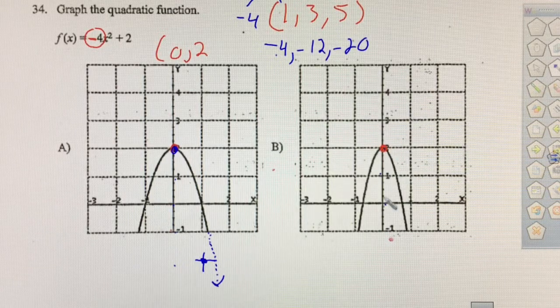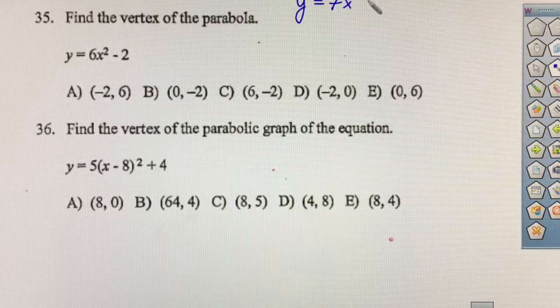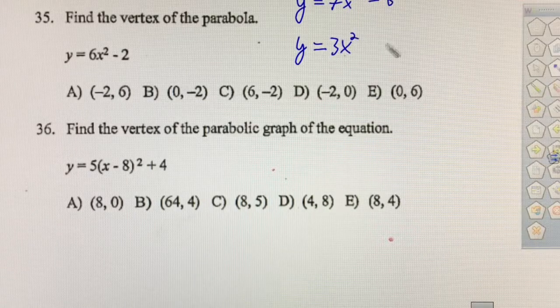Let's take a look at this. They go down 1, 2, 3, 4 over 1. It's kind of rude that it's not even on the graph, but if you have the intuition, you can see that that one's going to go through the lattice point. It's going to hit it. So it's choice B. On the vertex, really quick, y equals 7x squared minus 8. Y equals 3x squared plus 2.